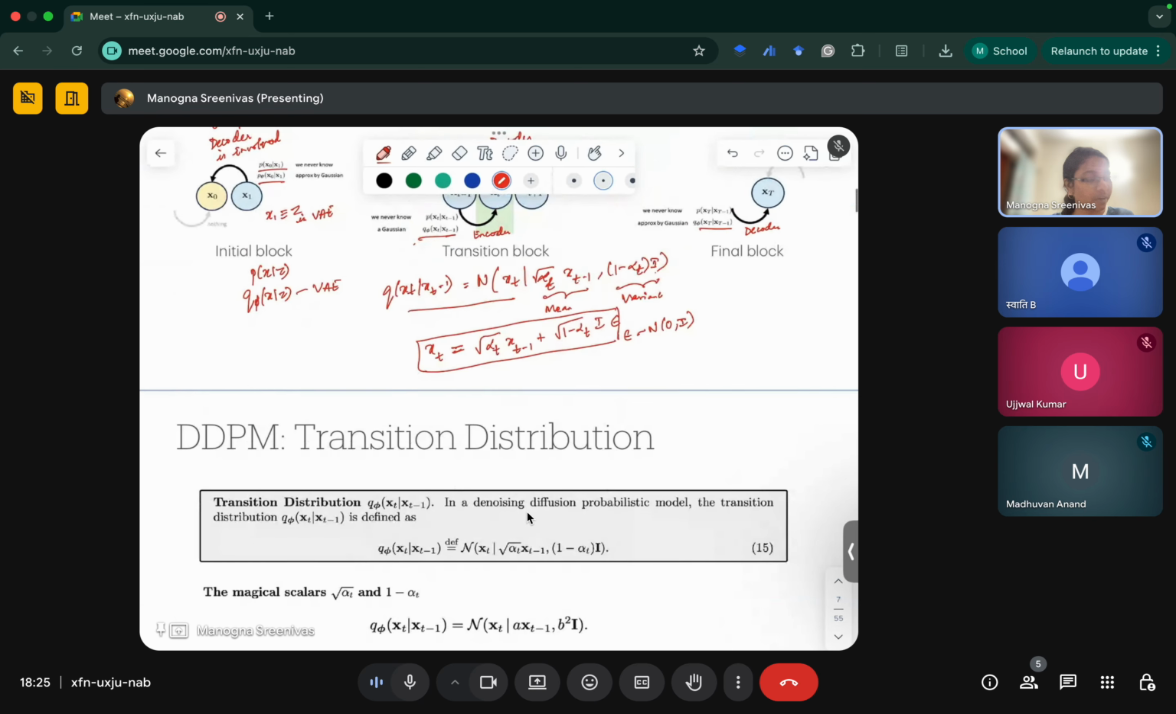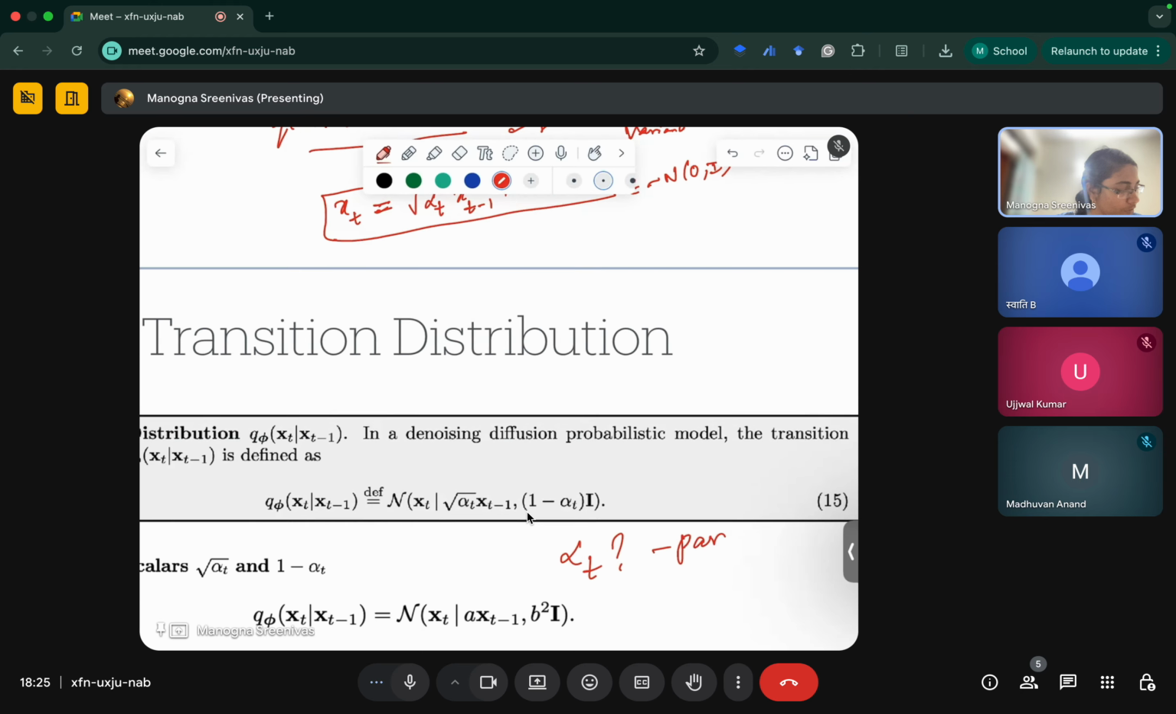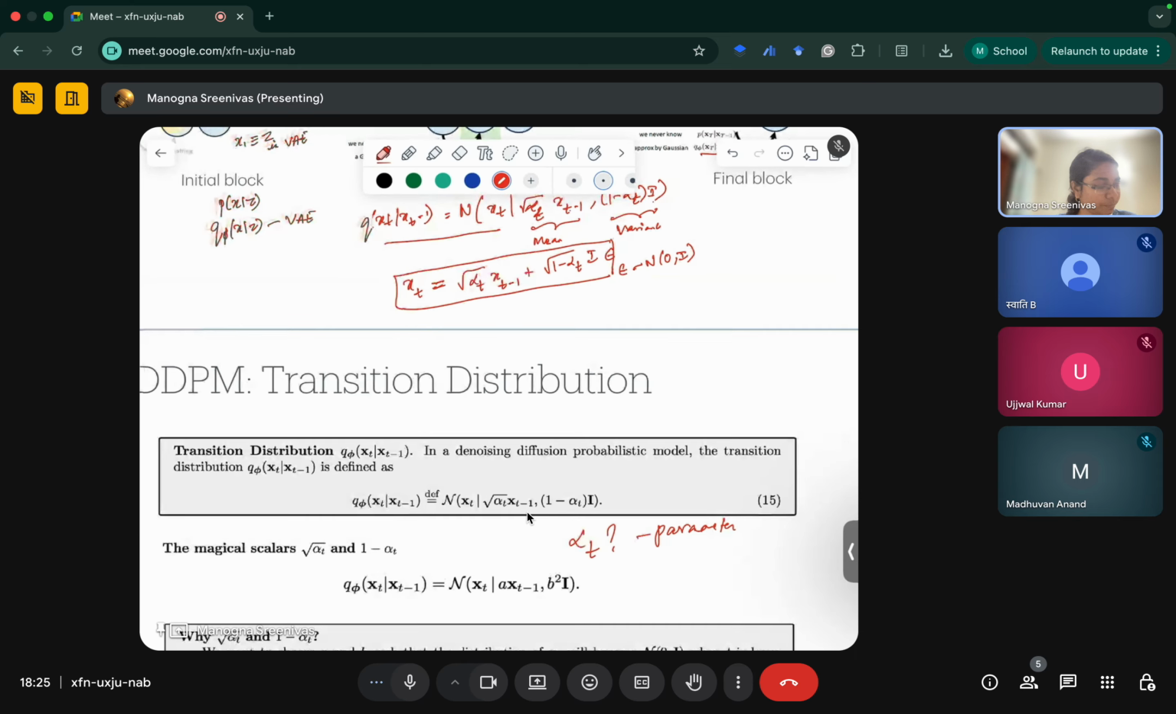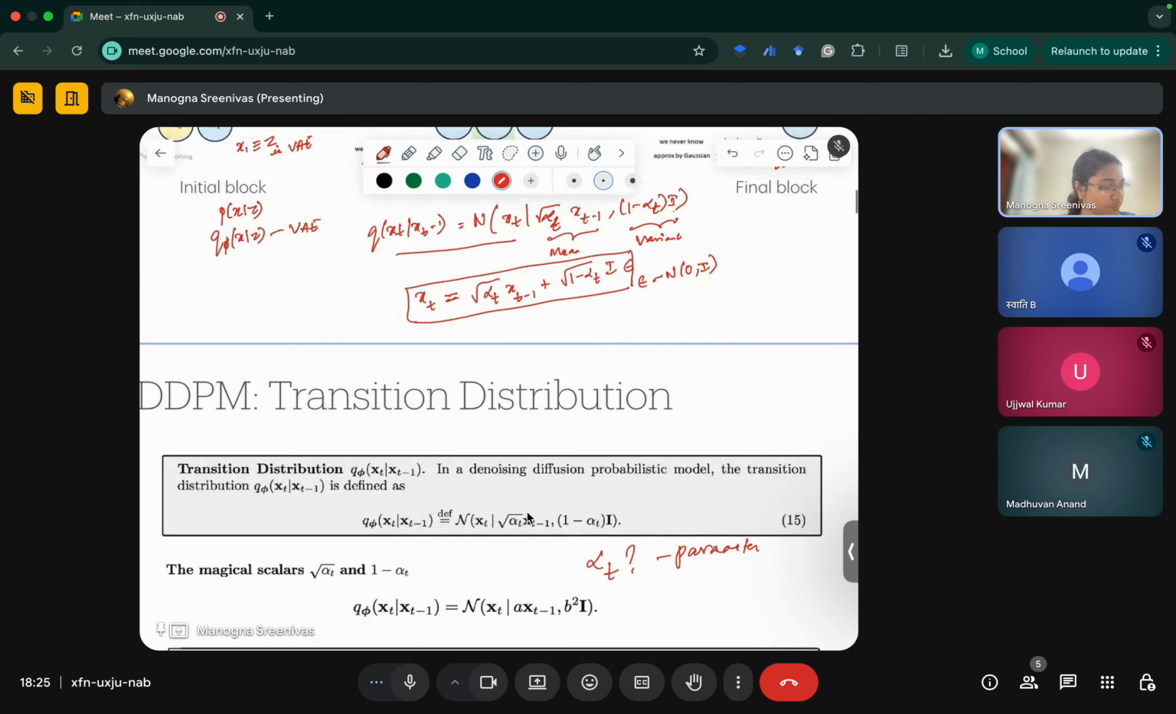So starting from x0, this is how you can compute all the intermediate latents. But you need these terms. So what are all these? There is alpha t. So alpha t is a parameter. And so how do we choose alpha t? What is a constraint we have on how these alpha t should be?